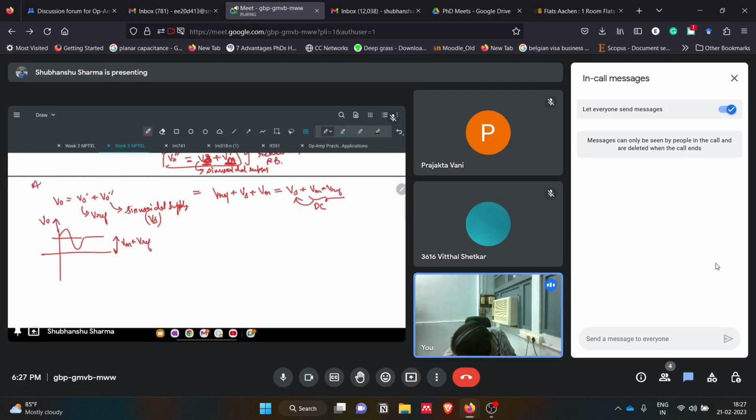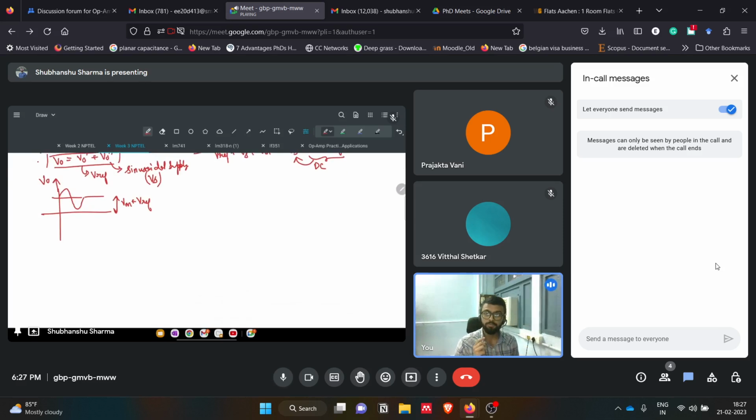After superposition, I will write it after superposition. Final output voltage. Okay. So this is the equation. So this will be Vm plus Vref.